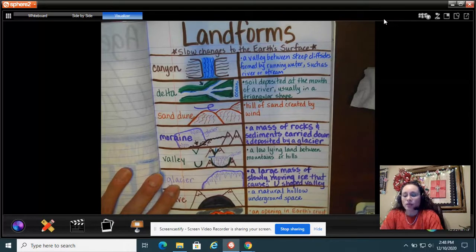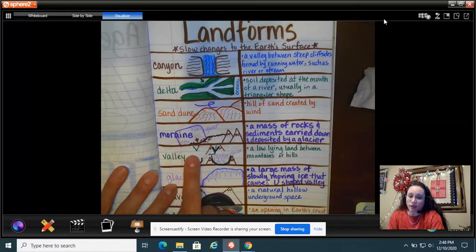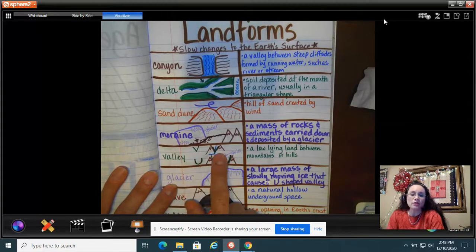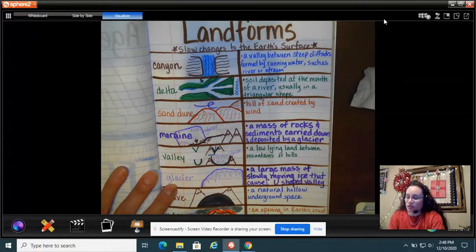The next one is valley. You have two types of valleys. You have the V-shaped valley, and I drew two mountains, and then I have water going through. And then you have the U-shaped valley that a glacier went through, and you can see the letter U in the U-shaped valley, and the letter V in the V-shaped valley. Both are just low-lying land between mountains or hills.